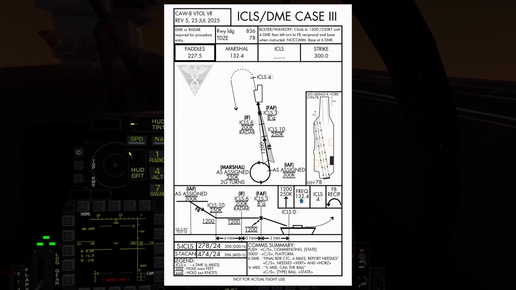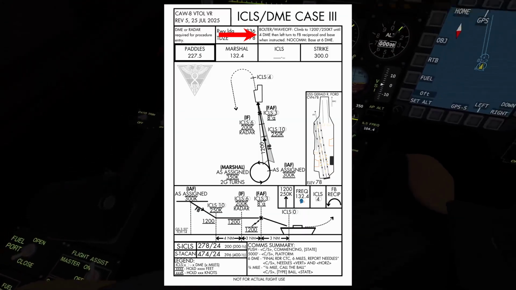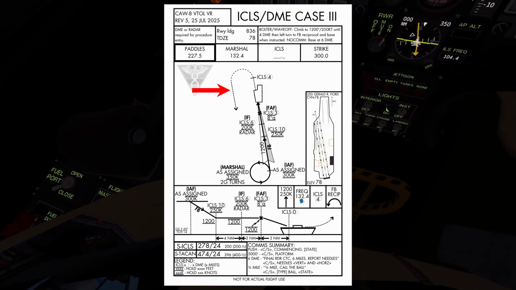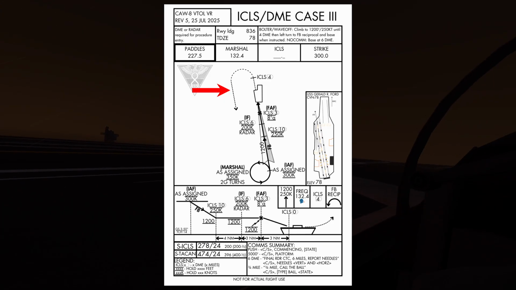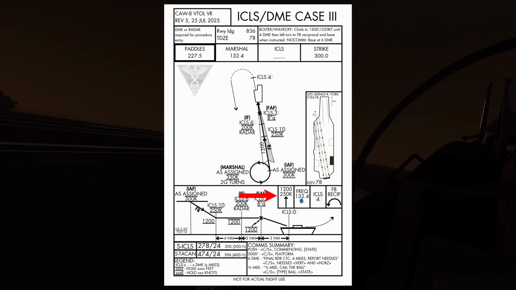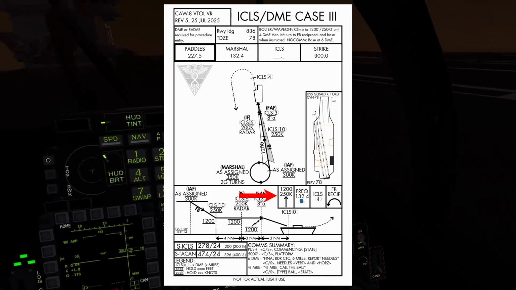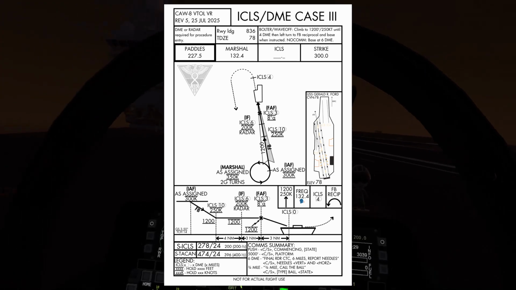So the bolter waveoff procedure on the Case 3 is listed in 3 places. The first one is on the top, and it's written out what you should do. The second one is right on the approach plate in the dashed line, indicating where you need to turn. And the third place is on the bottom in those 4 boxes. So let's take a look. The written procedure is the most specific, so we'll look at that.